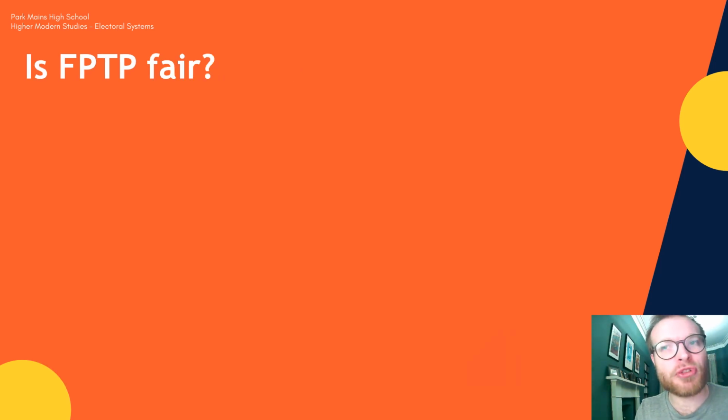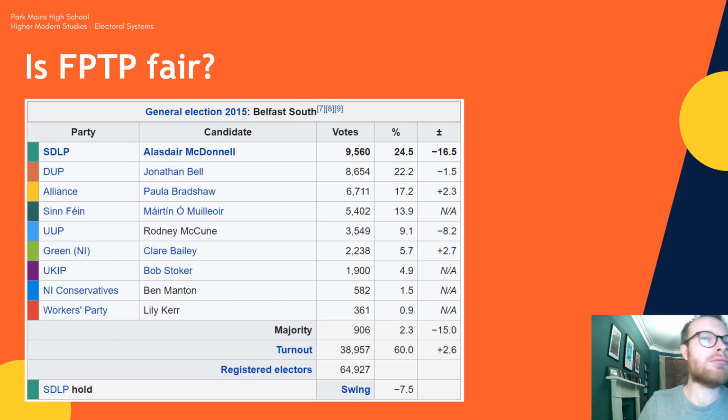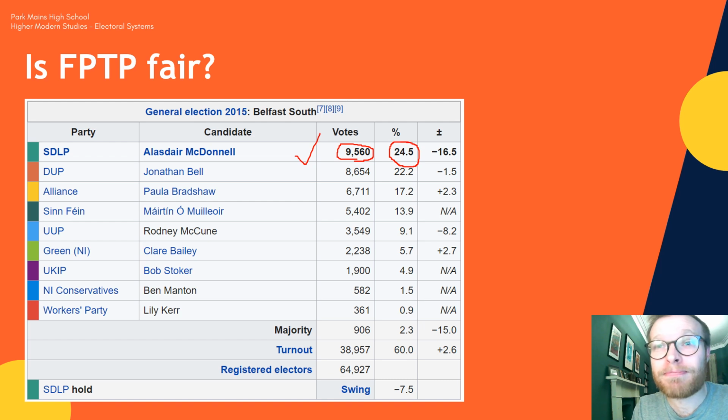So is first past the post fair? This is a kind of silly example, but this is from Belfast South. Now, Northern Irish politics is quite complicated. But you can see here, for example, the SDLP Member of Parliament, Alistair MacDonald, got 9,560 votes, so he got more than any of the other candidates, so he got elected as the Member of Parliament. But if you look at the percentage, he got less than a quarter of the votes. So in other words, 3/4 of the people living in Belfast South didn't want him to be the Member of Parliament, but he still got elected under first past the post. So this is why people think this system might not be very fair.